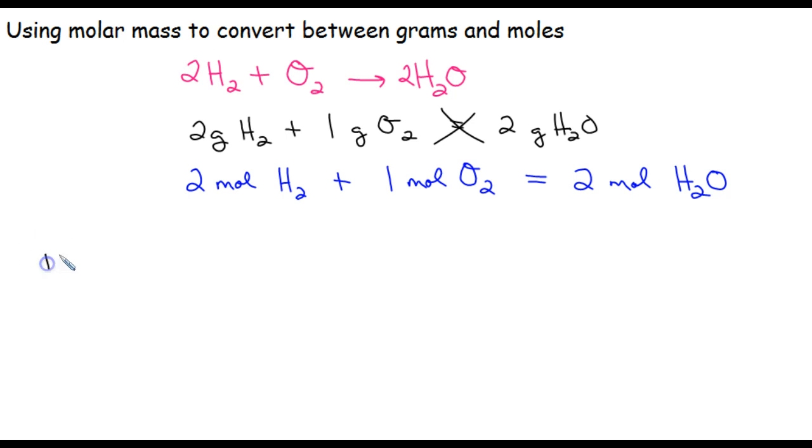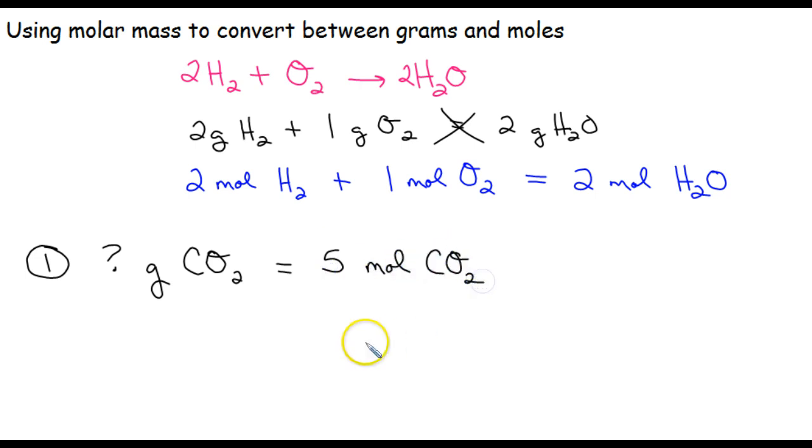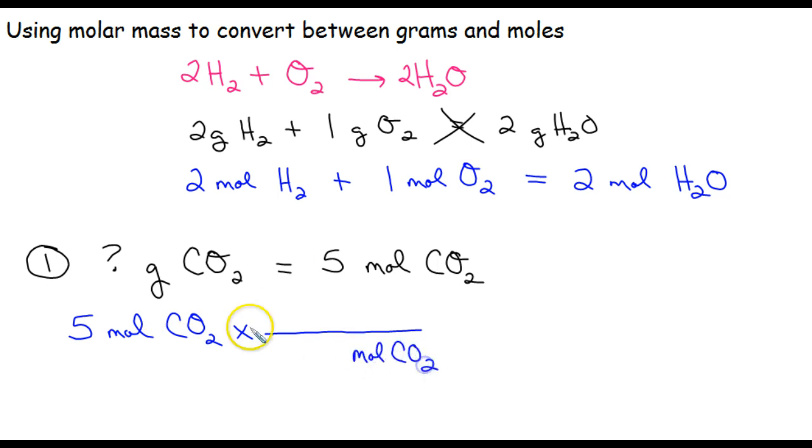So in our first one, we're going to say, how many grams of carbon dioxide would you have present if you had, let's say, 5 moles? I know normally I'd write that the other way, but I'm writing as I speak. So let's write down what we're given. 5 moles of carbon dioxide. Now, since we're going from moles, we're going to need to put mole on the bottom. And we're trying to get to grams, so we're going to put gram on top.